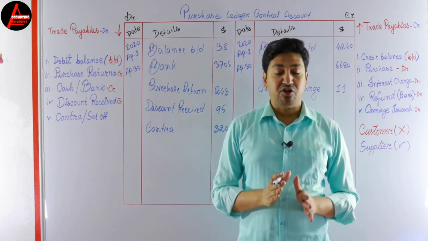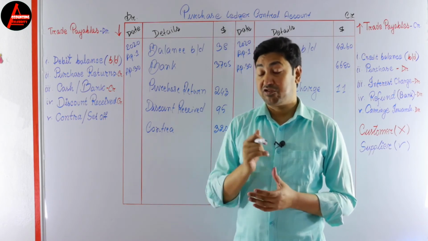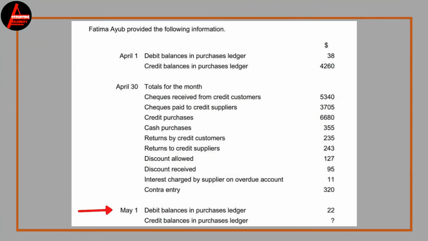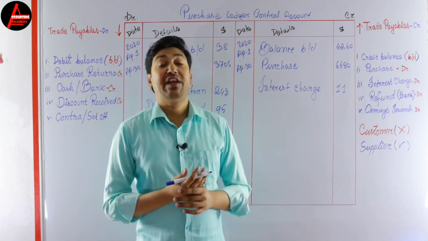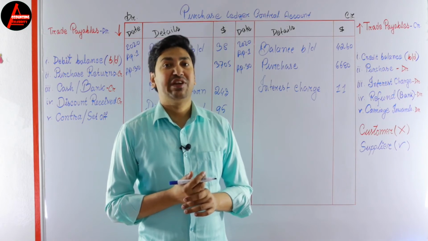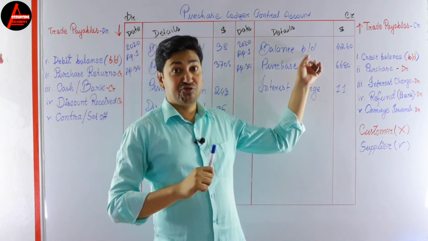Okay, so we have recorded all the transactions. Now we have to record the balances. Look at the question once again, the last part. May 1st, debit balance is in purchase ledger $22 and credit balance is question mark. When it was opening balance, what did we do? We recorded debit balance in the debit side, credit balance in the credit side.